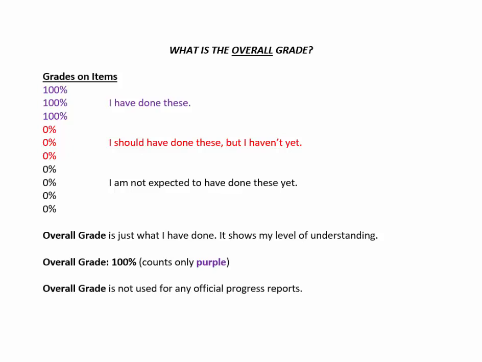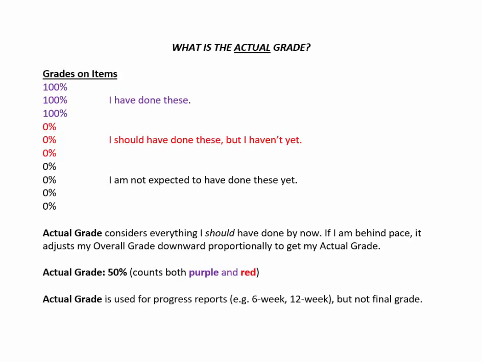The problem is that the overall grade, while it's great for getting a sense of your level of understanding, can't be used for official progress reports or report cards of any kind. Because think about it, a student could come in, take one quiz, get a 100%, and do nothing else all semester, and the overall grade is still going to say that student has a 100%. Doesn't really make logical sense in the grand scheme of things. So for progress reports, instead, we use the second type.